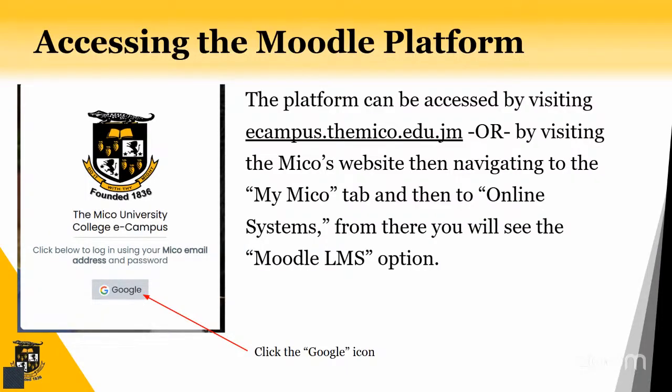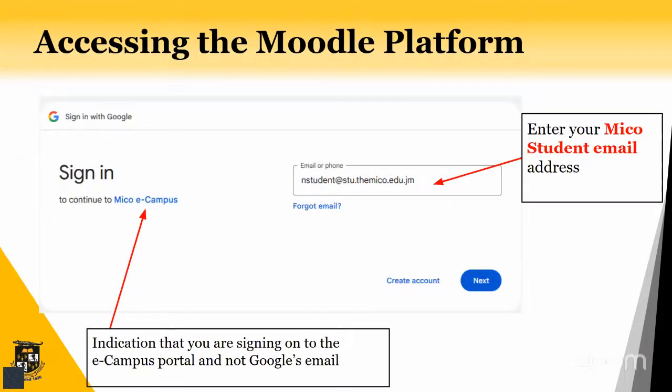Remember, it's very important that you sign in with your Mico student email. You won't be able to access eCampus using a standard Gmail account. You have to have the Mico email. I can't emphasize that enough. So ensure that you're at Mico eCampus and not Google email, and enter your Mico email.